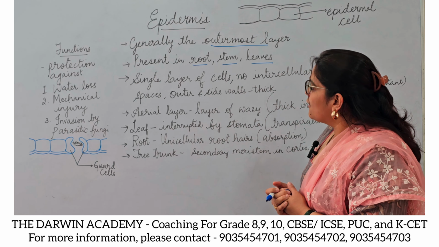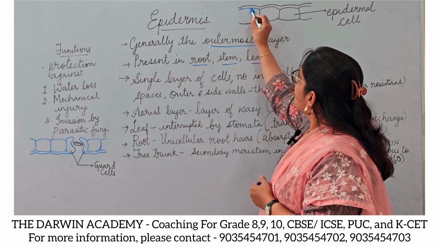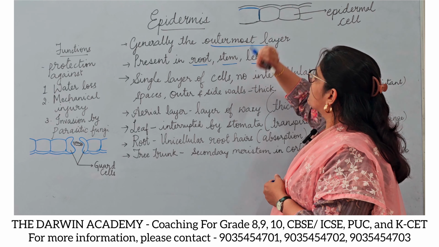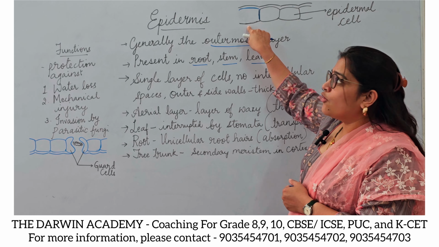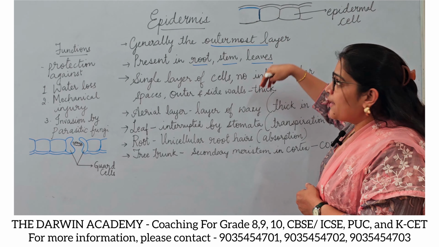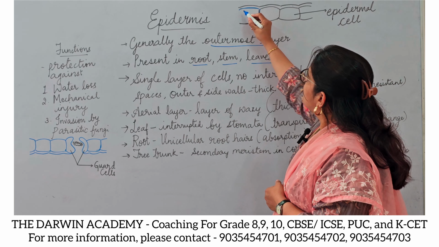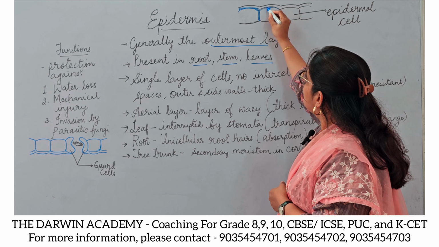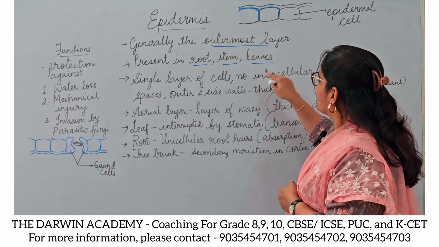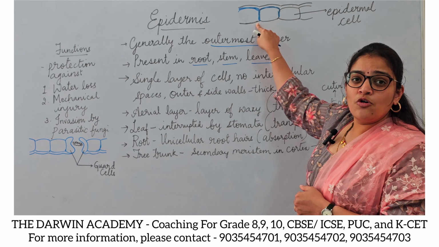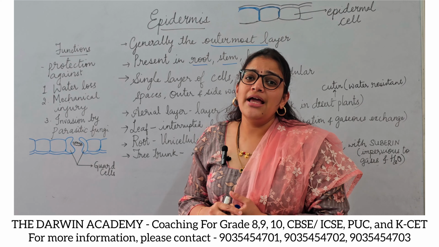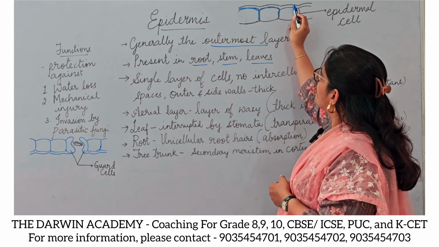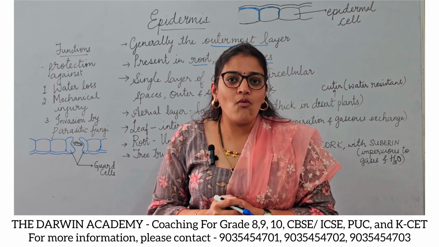There are no intercellular spaces between these cells, and the outer layer is covered by a layer of wax in most of the places. Also, the outer surface of the epidermal cells and their side walls are much thicker when compared to the inner walls. If you consider this as the inside of the plant and this is the outside, the outer layer and the sides of the epidermal cells are thicker when compared to the innermost layer of the walls. Also, on the outside of the epidermal cells, you see a thin layer of wax.